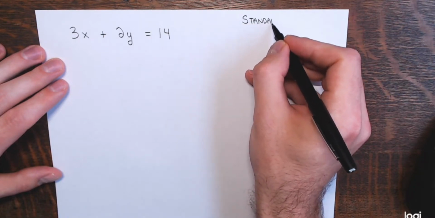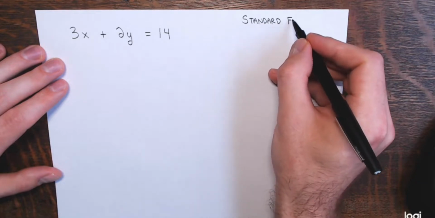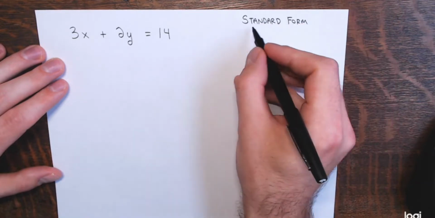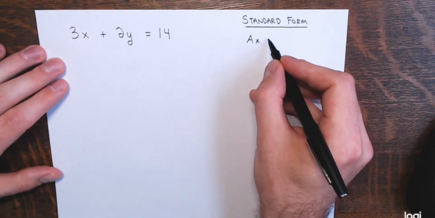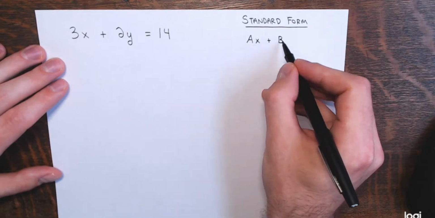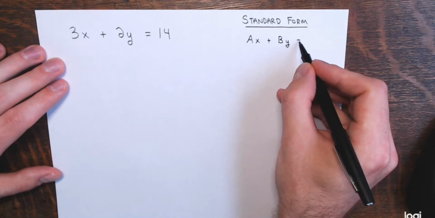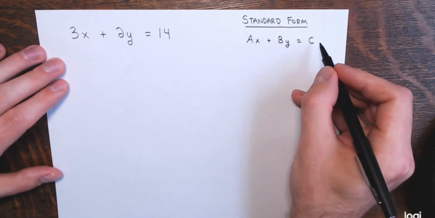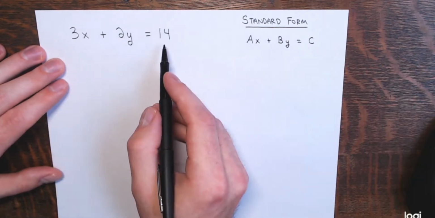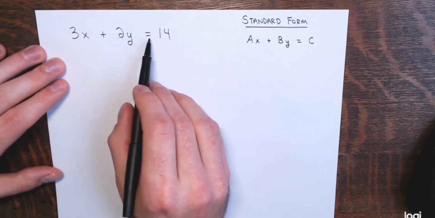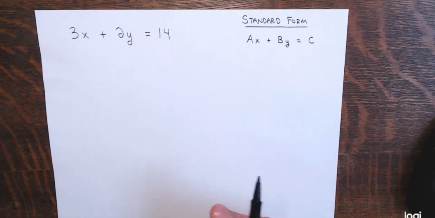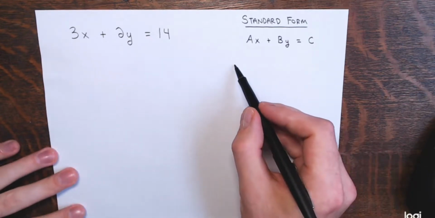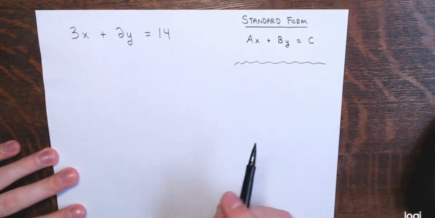Remember, the standard form for a linear equation looked like this. You had some number a times x plus some number b times y equals some number c, right? And that's exactly what this looks like. Ax plus by equals c, right? 3x plus 2y equals 14. We'll get to another form, the slope-intercept form, in a minute.